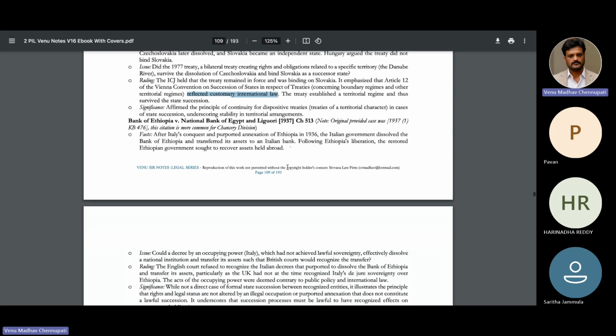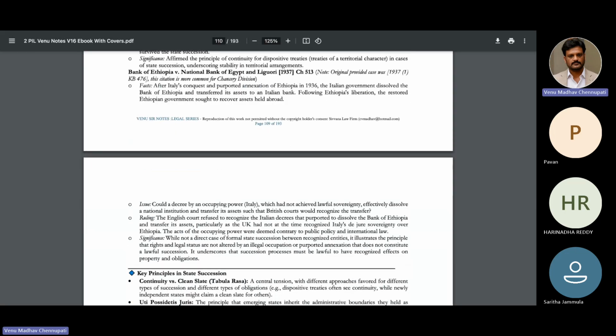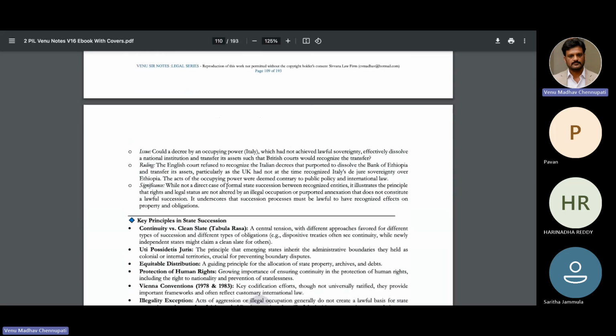So the next case is Bank of Ethiopia versus National Bank of Egypt and Liguori. After Italy's conquest and purported annexation of Ethiopia in 1936, the Italian government dissolved the Bank of Ethiopia and transferred its assets to an Italian bank. Following Ethiopia's liberation, the restored Ethiopian government sought to recover assets held abroad. Could a decree by an occupying power, which had not achieved lawful sovereignty, effectively dissolve a national institution and transfer assets such that the British courts would recognize the transfer?